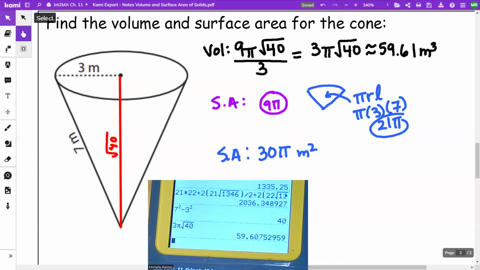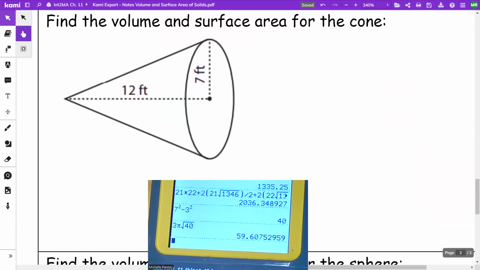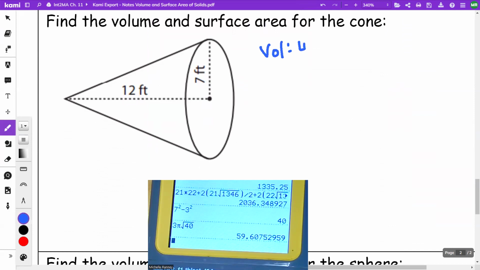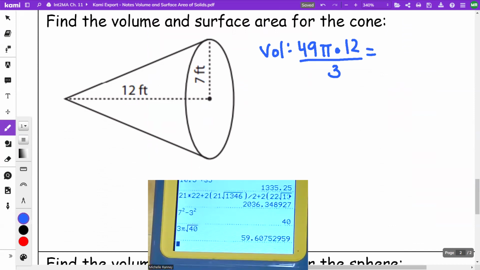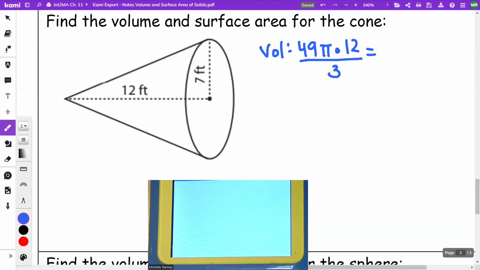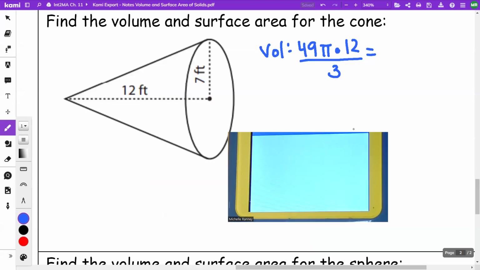On the next one, I don't have to find my height for my volume. My area is going to be 49 pi for my base, times my height, 12, divided by 3, because I don't have the whole cylinder. So basically 49 times 4 when I divide by the 3. So I'm going to get 196 pi feet cubed.